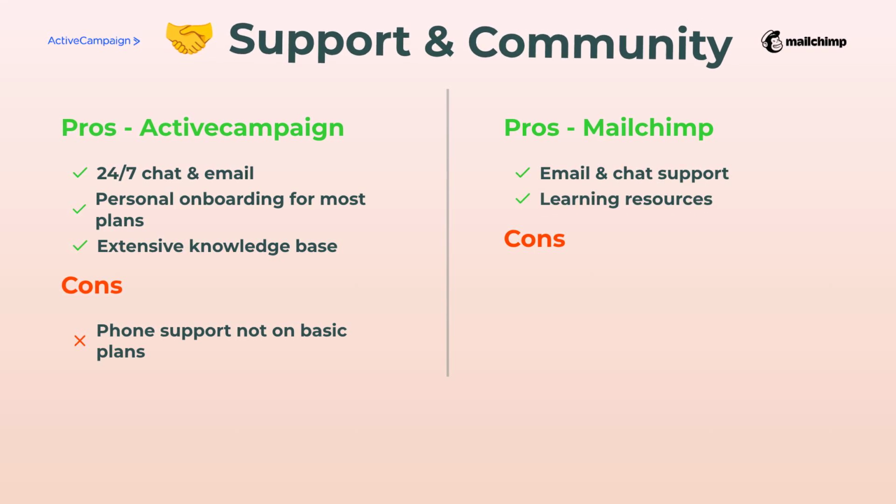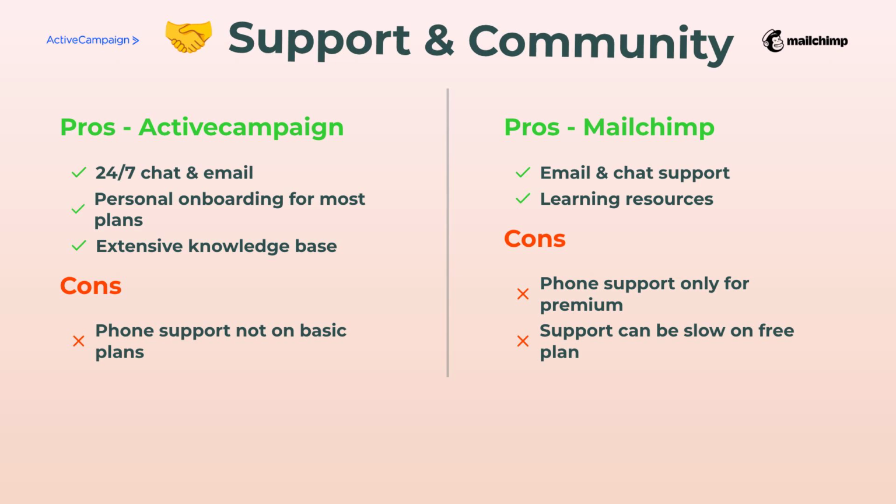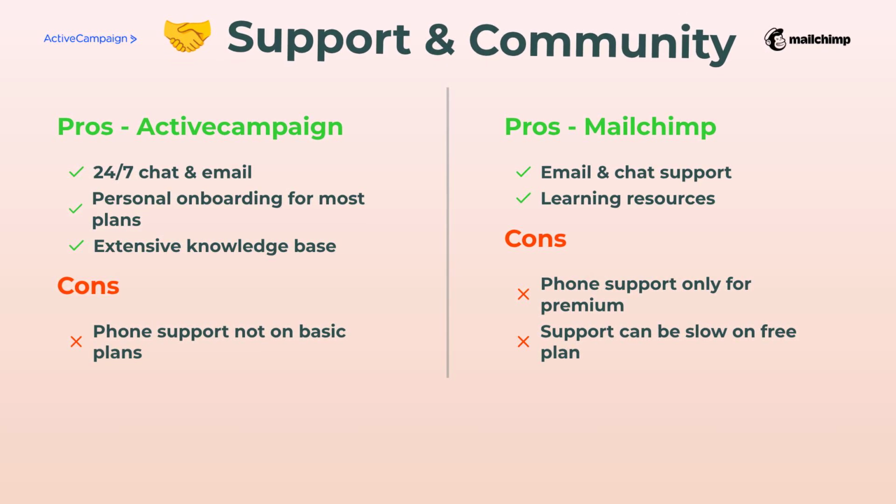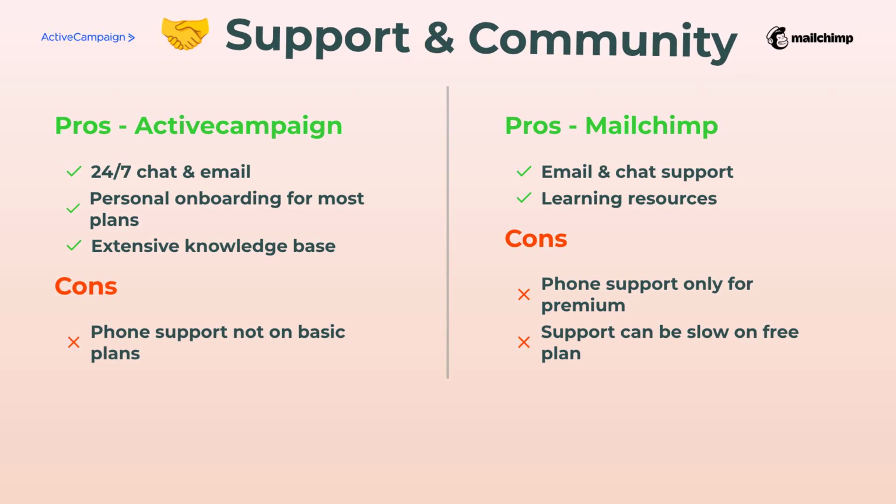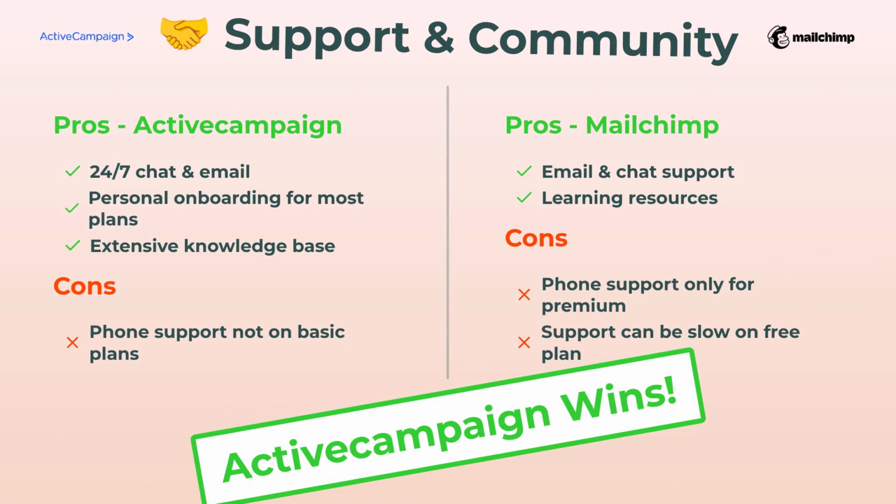Mailchimp's got email and chat, plus loads of learning resources, but phone support only exists if you go premium, and honestly, help can be pretty slow if you're on the free plan. So for support you can actually count on, Activecampaign leads the way.